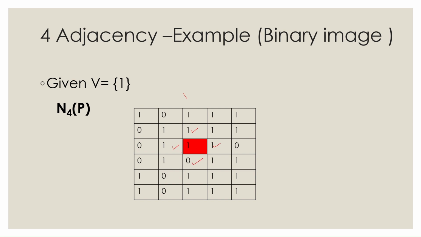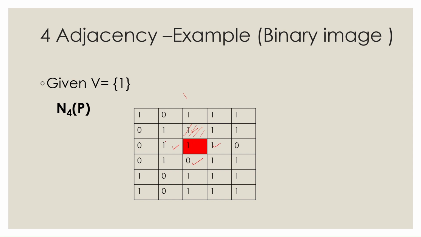So these are the 4 neighbors, which are the horizontal and vertical neighbors of this particular pixel. We have to check whether the 4 neighbors belong to this particular set V. Now we consider this pixel. This is 1. So this value of 1 is present in the set V, which is also 1. So we can consider this as an adjacent pixel for this center pixel P.